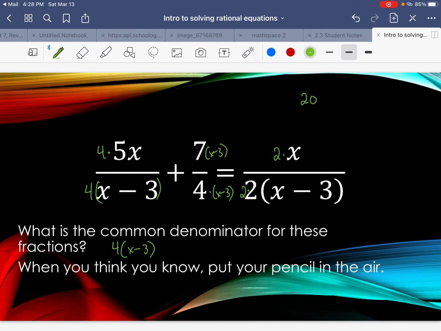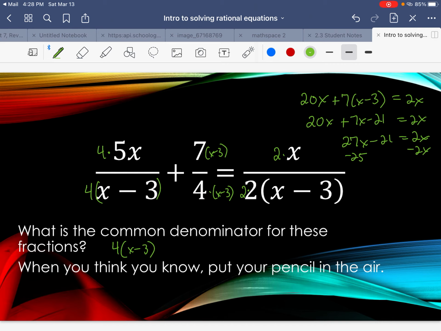4 times 5x makes 20x, plus I got 7 times x minus 3 equals 2 times x is 2x. Okay, so I get 20x plus 7x minus 21 equals 2x. I get 27x minus 21 equals 2x. I'm going to take away 2x. So I get, not 25, 2x, sorry.